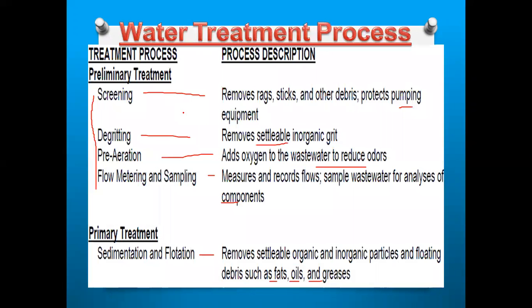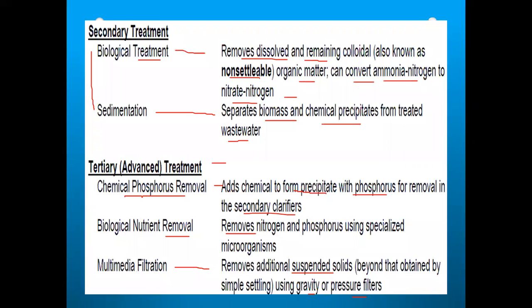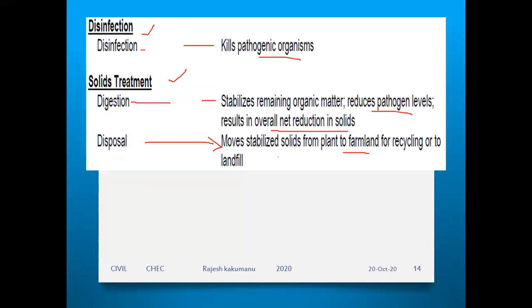For the treatment plant, if you want to show the figure, you can draw the line diagram of the treatment plant, or if you want to write it in the theory part: the primary treatment, secondary treatment, advanced treatment, and finally the disinfection and solid treatment. So disinfection is the last process. The solid treatment figure is at the downward stage, right?